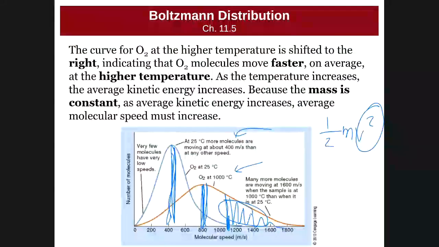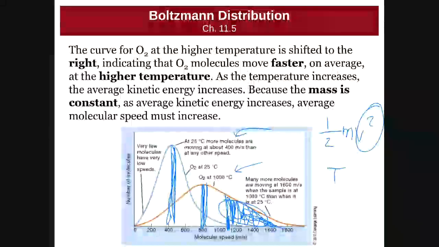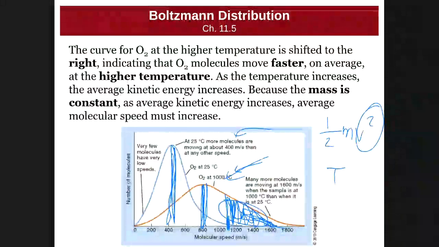So you guys should get very familiar with Boltzmann distributions. They tell you a whole bunch of information. They tell you about temperature. If the problem says that the temperatures are different, then the ones that are shifted most to the right are the highest temperature. If it says that the temperatures are all the same, the ones that are shifted most to the right have the smallest mass.